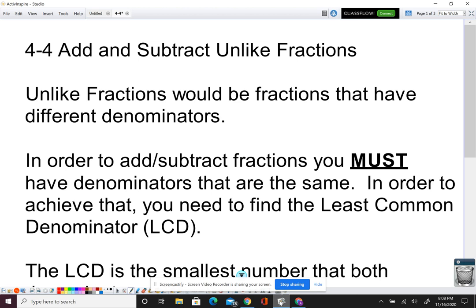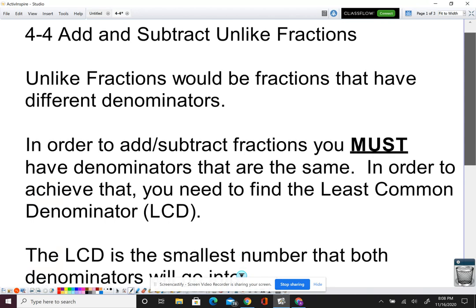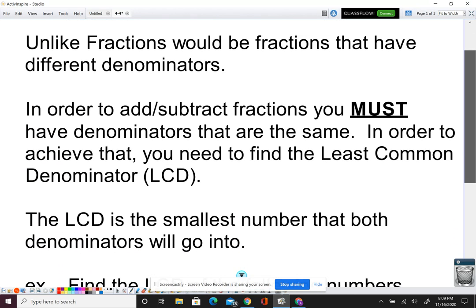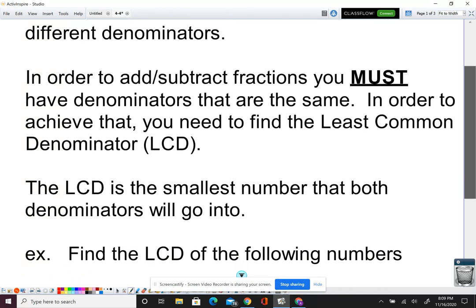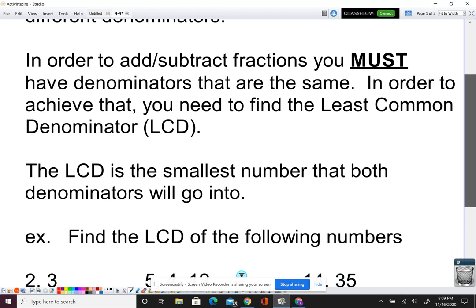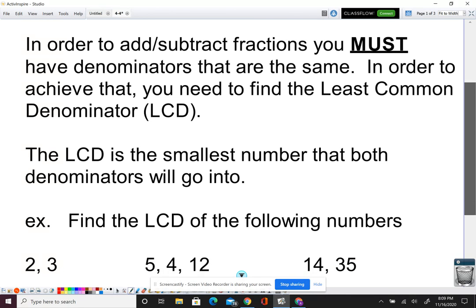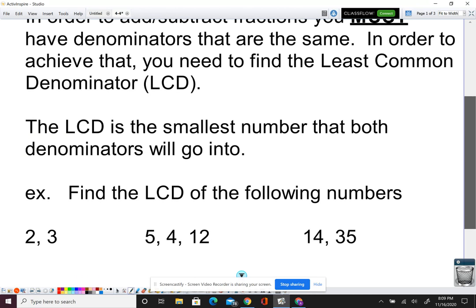Okay, section 4.4, add and subtract unlike fractions. Unlike fractions would be fractions that have different denominators. In order to add or subtract fractions, we know that we must have denominators that are the same. In order to achieve that, you need to find the least common denominator. So we're going to be looking for the denominator that is the smallest number that all of the denominators can go into. So we're going to start out with just looking at some numbers themselves.